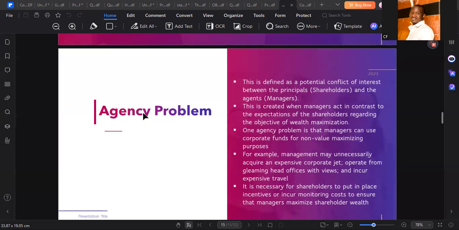Explain the agency problem. The agency problem is defined as a conflict of interest that arises between the principals, who are the shareholders, and the managers. It is created when managers act in contrast with the expectations regarding the objective of wealth maximization. It is a situation where managers use funds for non-value maximizing purposes. For instance, management may unnecessarily acquire expensive jets, cars, head offices, and incur travel costs, which may not benefit the entire organization as a whole.